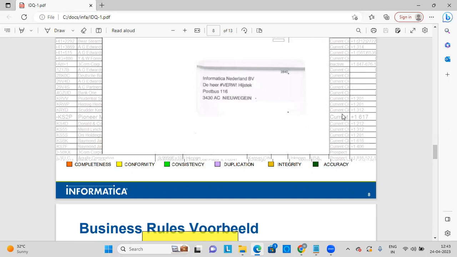It's not visible properly. See here, for this there is no data. For this, there is data. So it's not consistent. For the same thing there is data, for others there is no data. Inconsistent. Duplication part, I think there will be many records. See, all the records have got similar names.